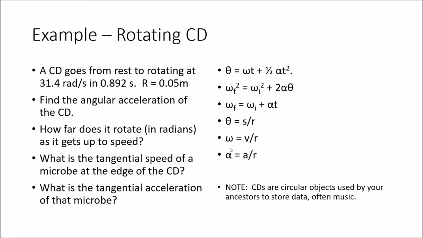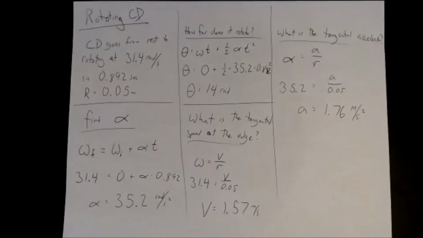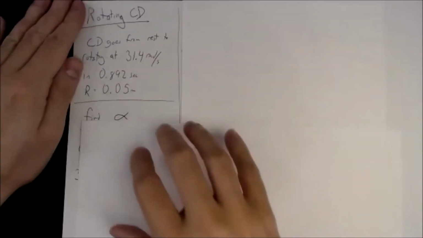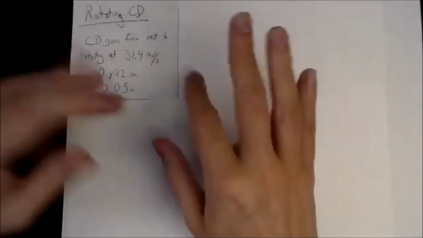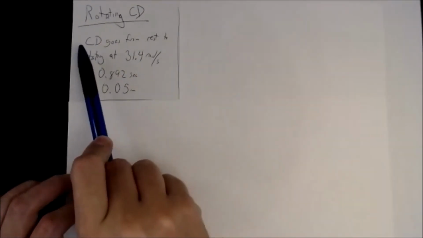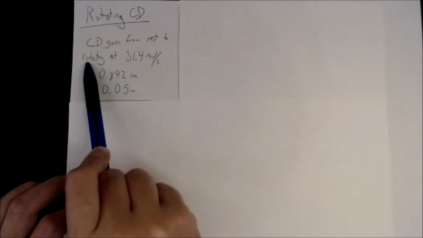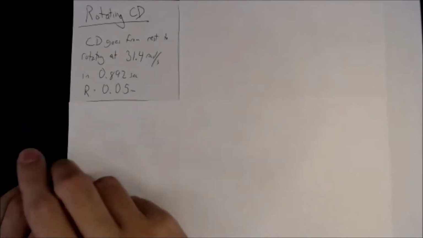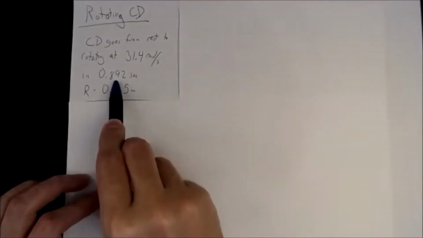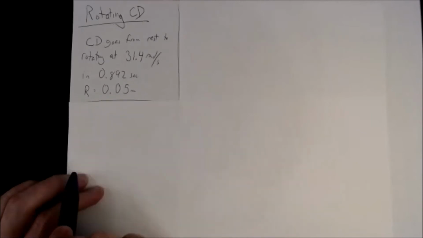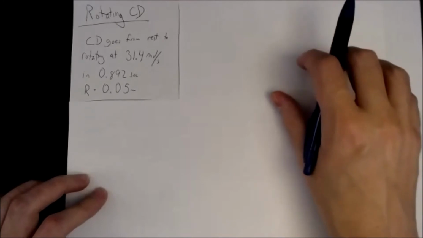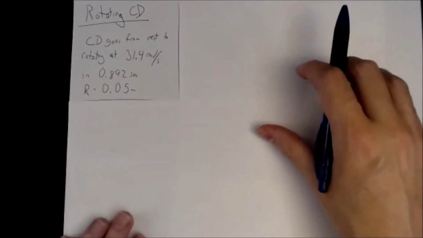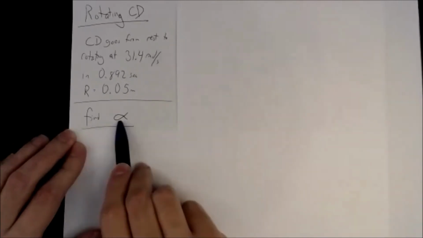If we are comfortable with this, then let's do an example. The slide that I had on the screen gives you all this information, but I've written it here as well so that we can go through it more easily, so I don't have to switch back and forth so much. We have a rotating CD. Let's take a CD which goes from rest to rotating at 31.4 radians per second in a time of 0.892 seconds. So it goes from rest to rotating that quickly in that amount of time. The radius of the CD is 0.05 meters or 5 centimeters, but we need to get everything into meters anyway, so it's good that it's already in meters. The first question that I give you is just find the angular acceleration.